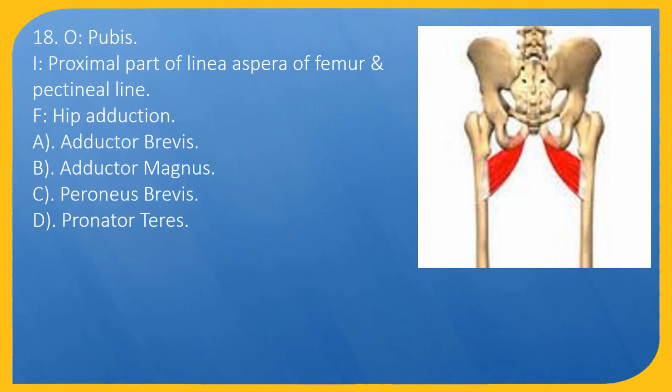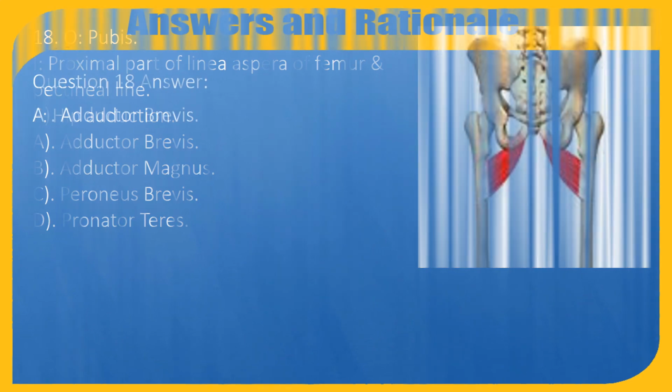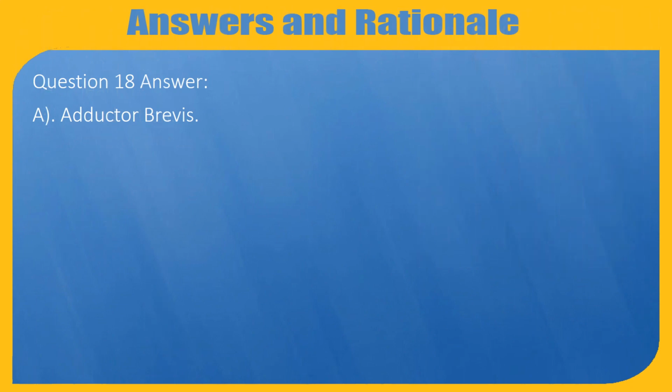Question 18. O: pubis. I: proximal part of linea aspera of femur and pectineal line. F: hip adduction. A. Adductor Brevis. B. Adductor Magnus. C. Peroneus Brevis. D. Pronator Teres. Question 18 Answer, A. Adductor Brevis.